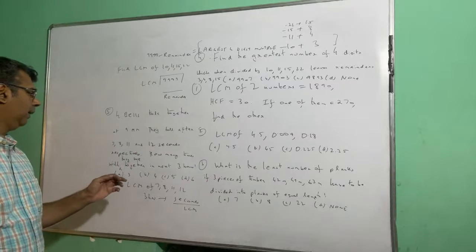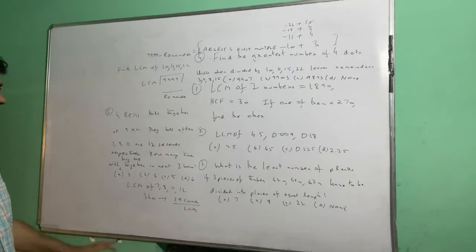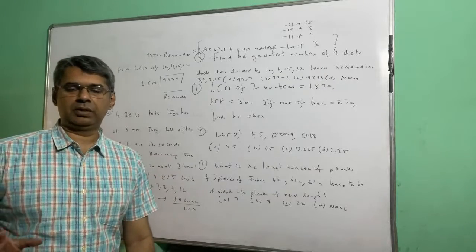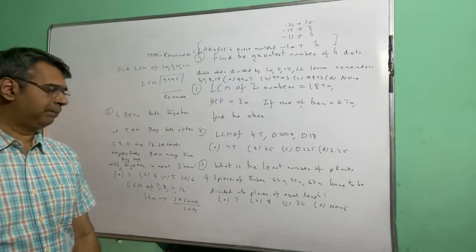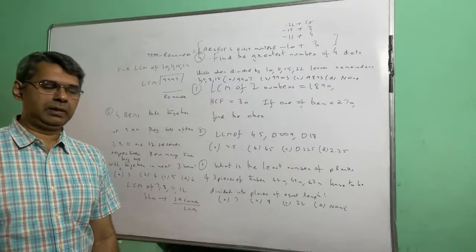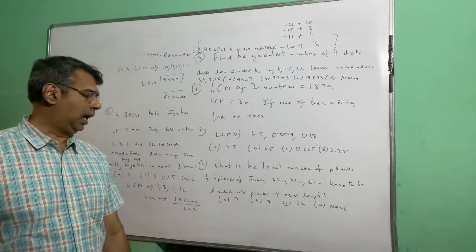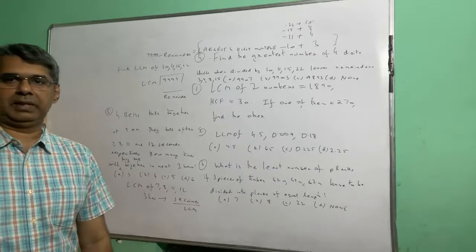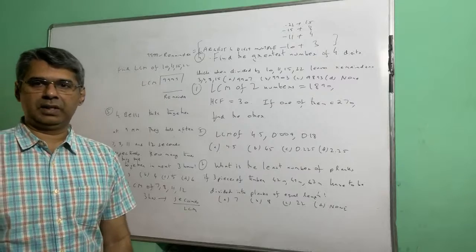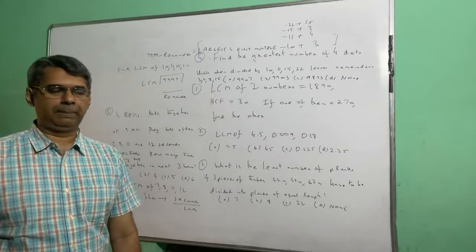So I'll repeat again: you have to take the LCM of 7, 8, 11 and 12, and 3 hours is being asked for. Convert 3 hours to seconds, and whatever you get, divide it by the LCM of 7, 8, 11 and 12. You may not get an integer answer, so whatever answer you get, round it off to the lower integer.